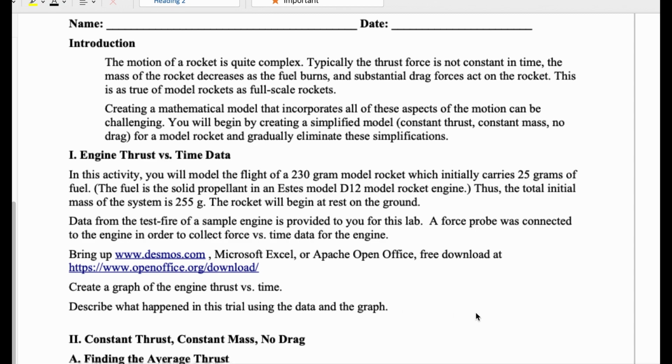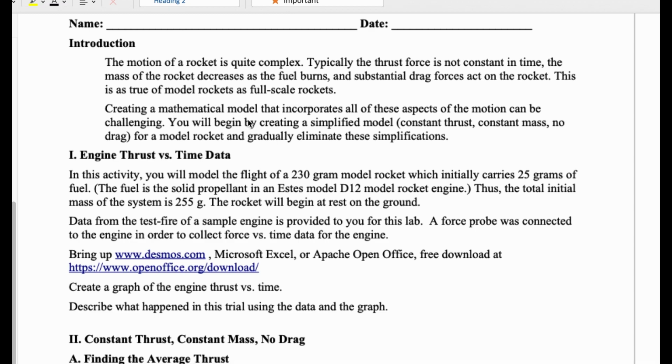Now it says here, we have to take into account the fact that the mass of the rocket is going to decrease as the fuel burns. It also says there will be substantial drag forces. We already dealt with that in a previous lab. So this is just going to be a continuation of that. And it would be true of model rockets as well as full-scale rockets.